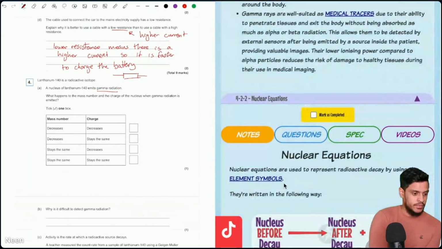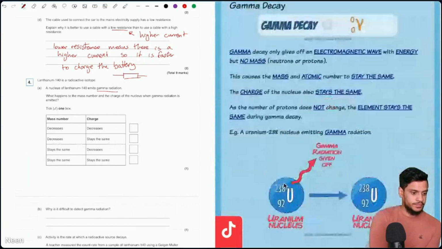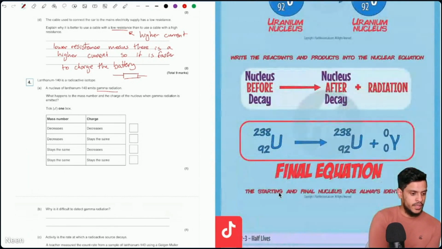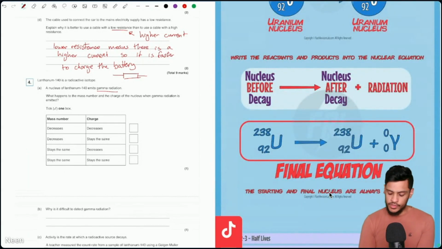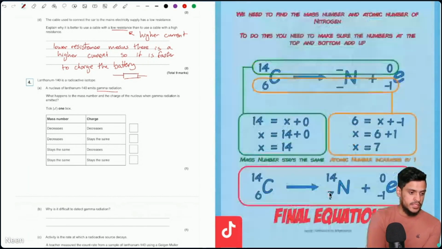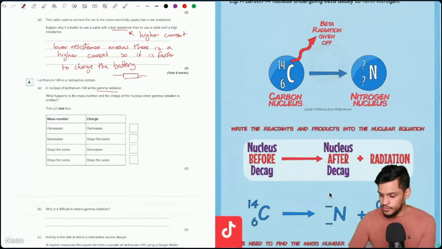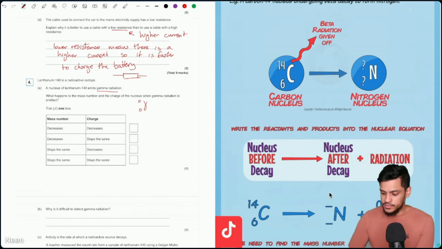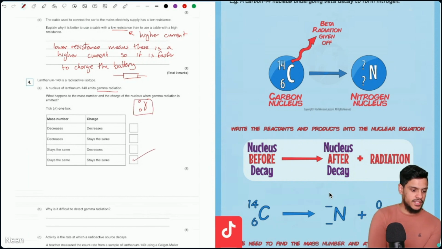I'll show you here in the nuclear equations. Gamma radiation, the starting and final nucleus are always identical. The reason why is, well done, Georgie, because gamma is 0 and 0. So that means the mass number doesn't change and the charge doesn't change. So the answer stays the same.